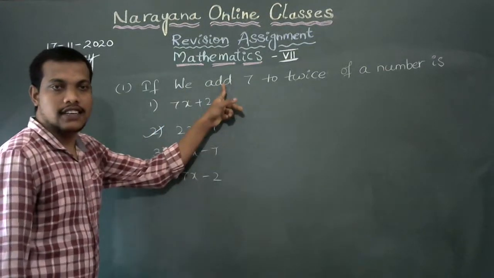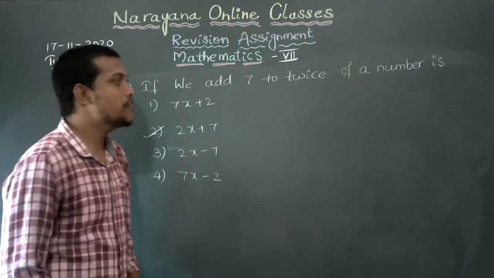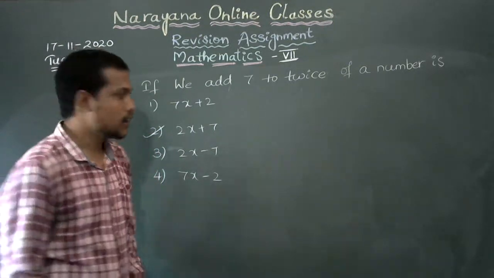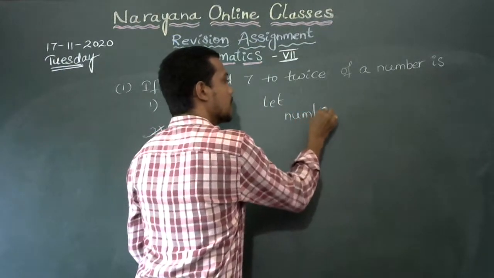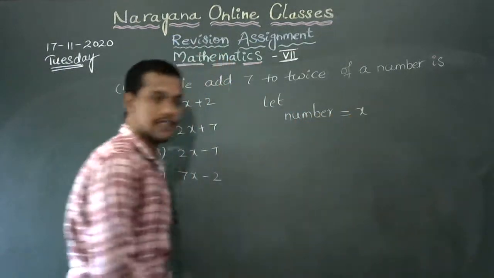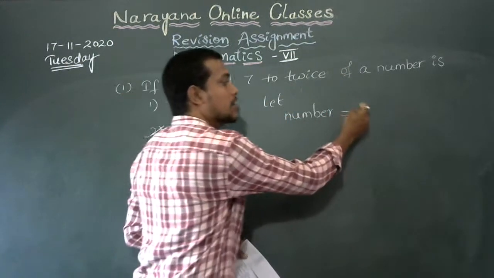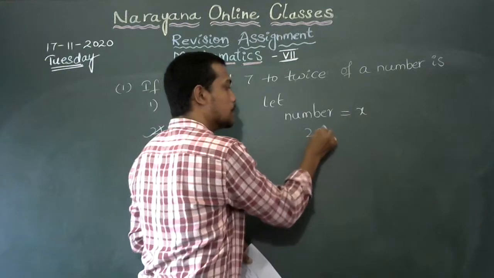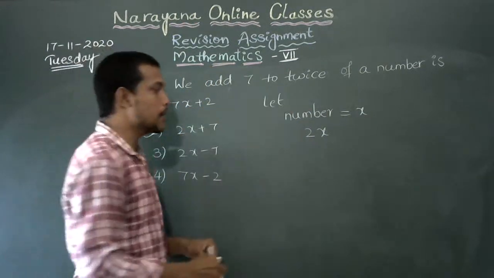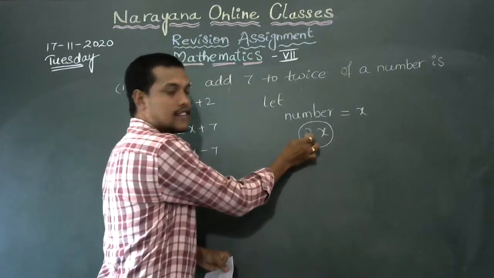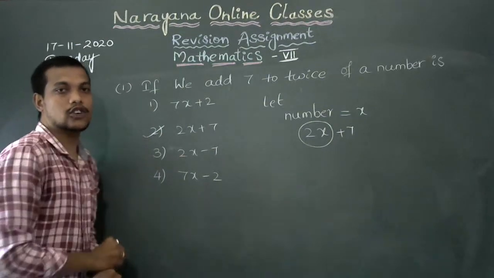If we add 7 to twice of a number, here we don't know the actual number. So let the number equal x. Now twice of a number means we should multiply the unknown number with 2. So that means 2x. Add 7 to twice of a number means this is the twice of a number plus 7. So option 2 is the correct option.